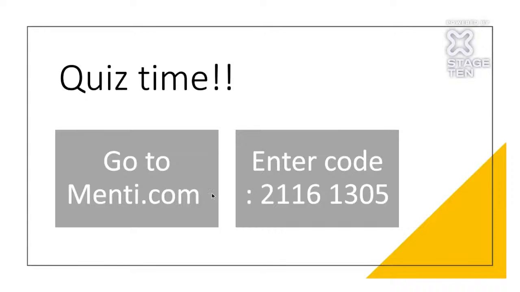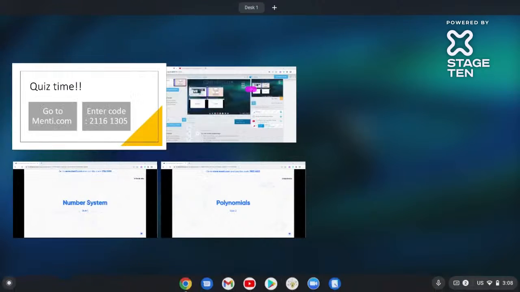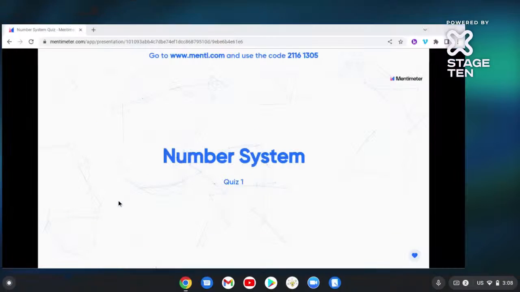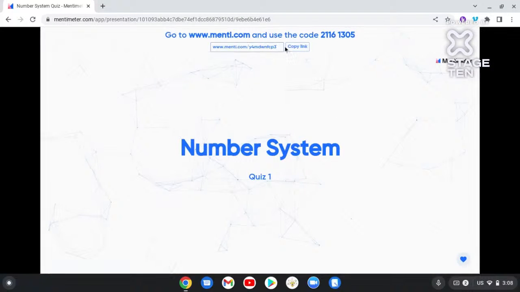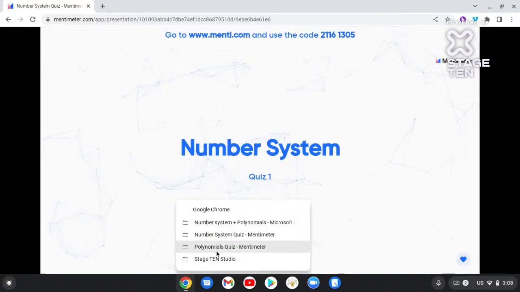So you have to go on menti.com, enter the code 21161305. I will send you the link as well. So we are doing the number system quiz. We completed the theory part. So let's do the number system quiz.